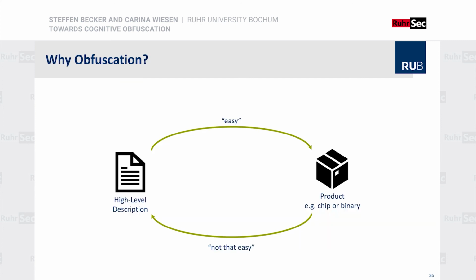Let's recall our graph from the beginning. We assume that the engineering part from the high-level description to the finished product is, well, easy, while the reverse engineering part is not that easy. Now, if we introduce obfuscation during engineering, the engineering part should still be moderately easy, while the reverse engineering part is supposed to become insanely difficult.